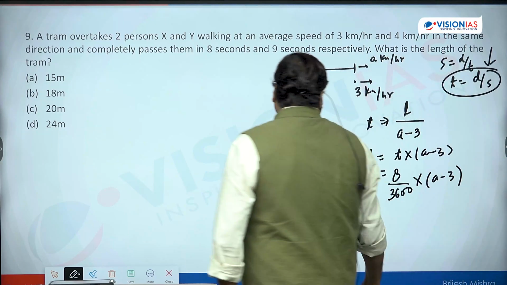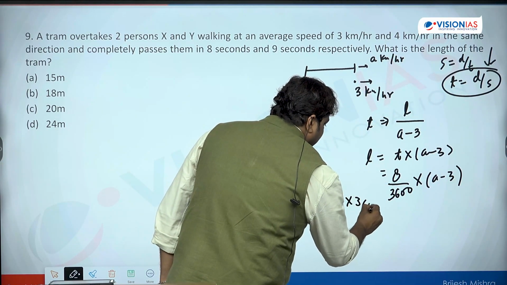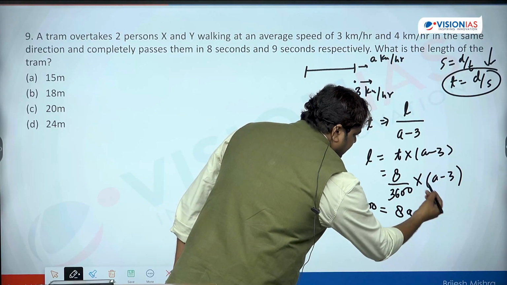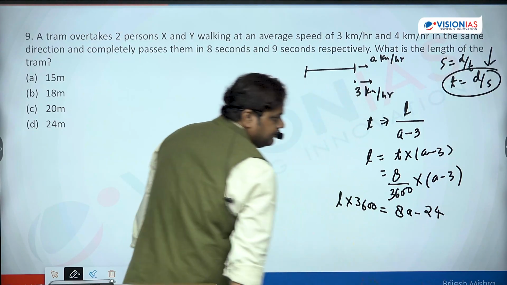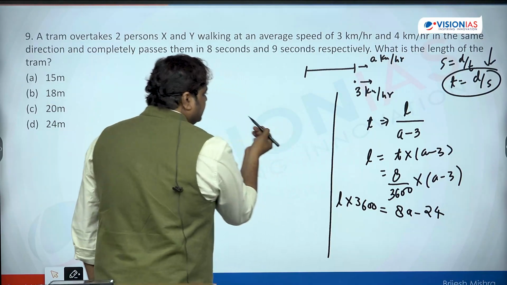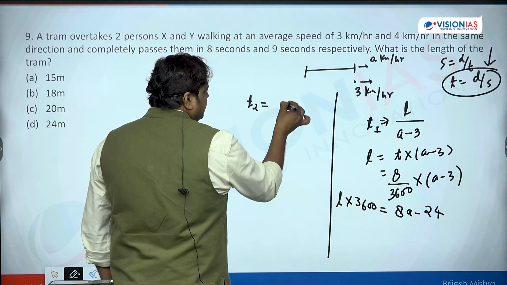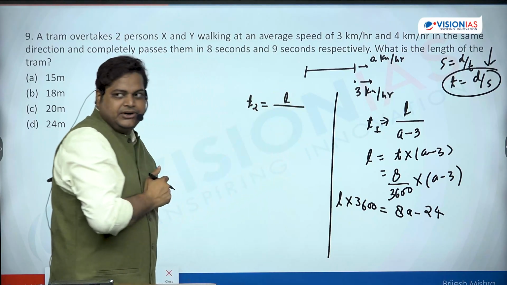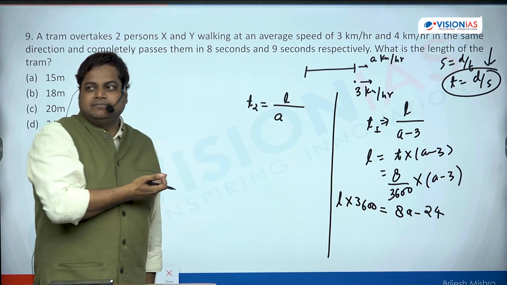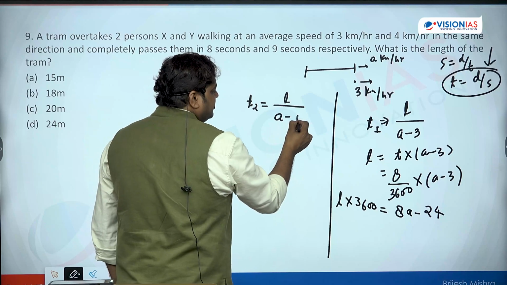Correct? Or we can write L into 3600 is equal to 8A minus 24. This we can write. Then the second case, for the second person, the time taken is what? Distance, the length of the train, divided by the relative speed. The train's speed is the same, A. This person's speed is what? 4 km, so A minus 4.